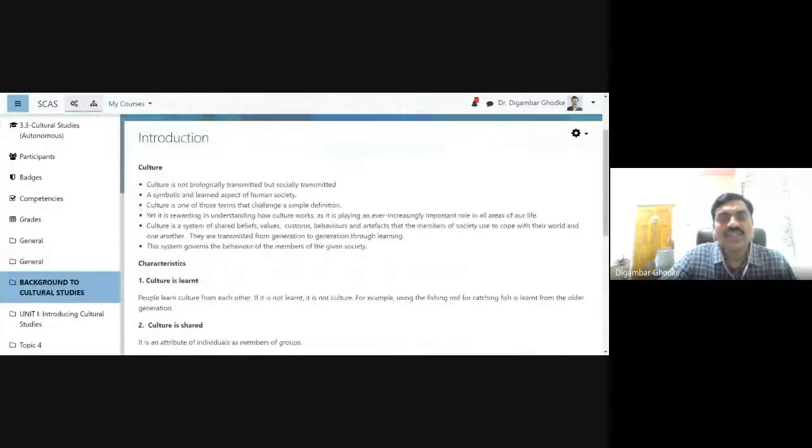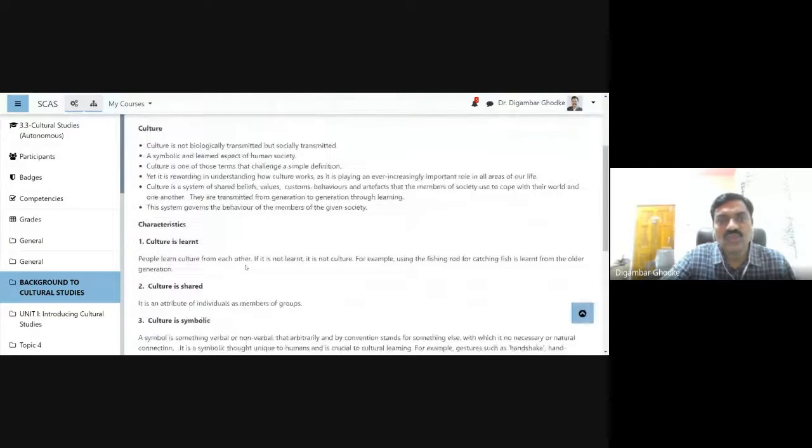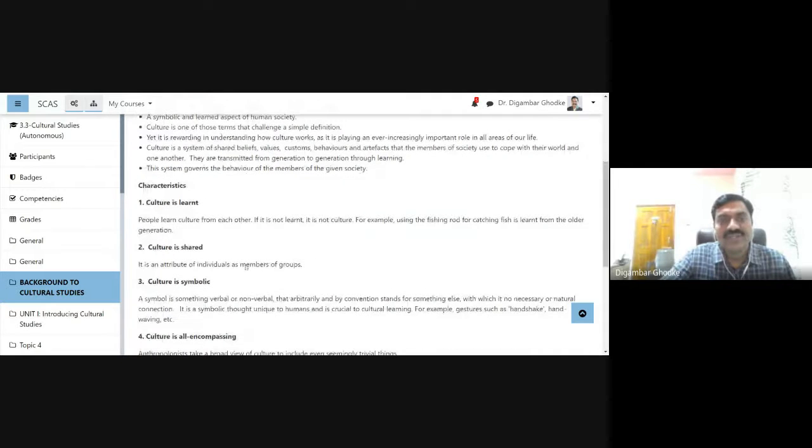Well, having talked about culture as a concept, as a term, now we shall go ahead with some of the characteristics of culture. I explained that culture is transmitted from one generation to another through learning, and it governs our behavior. It governs the behavior of the members of the given society. So, from this discussion, it becomes clear that culture is learned, as people learn culture from each other.